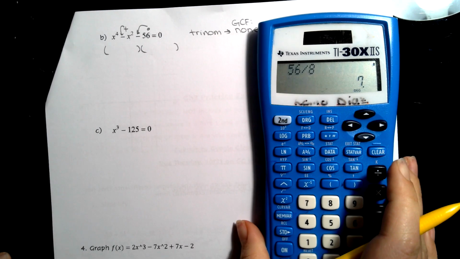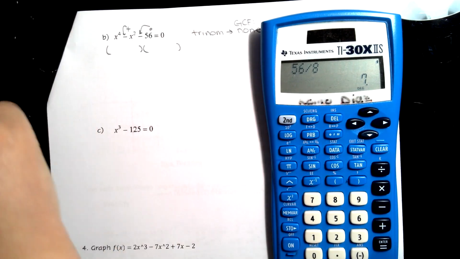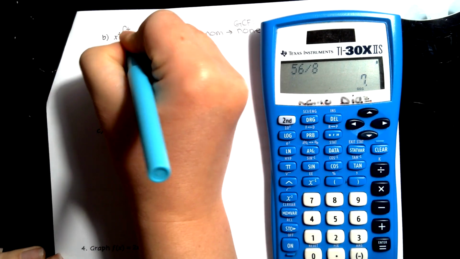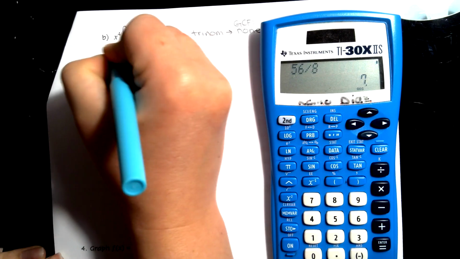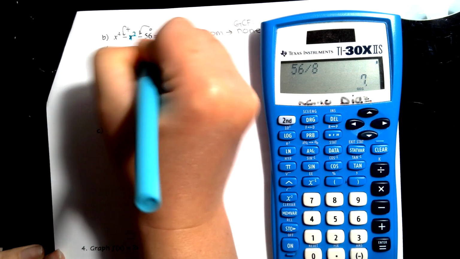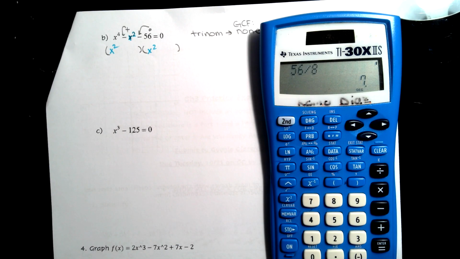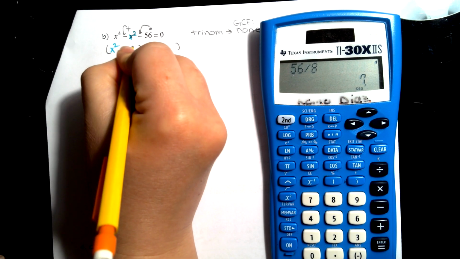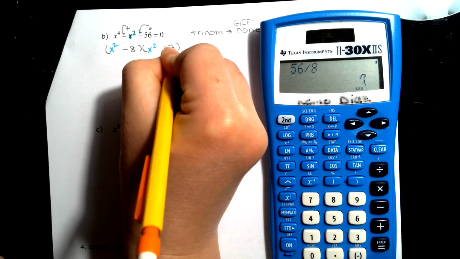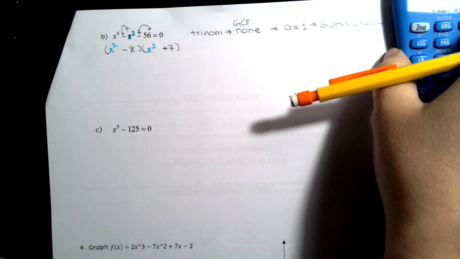And I get 7 and 8. Again, the trick here, always take the middle variable with an exponent. I need to add up to a negative, so that means I am going to have the negative on 8, the positive on 7. This is just guess and check, so there's nothing to divide by.